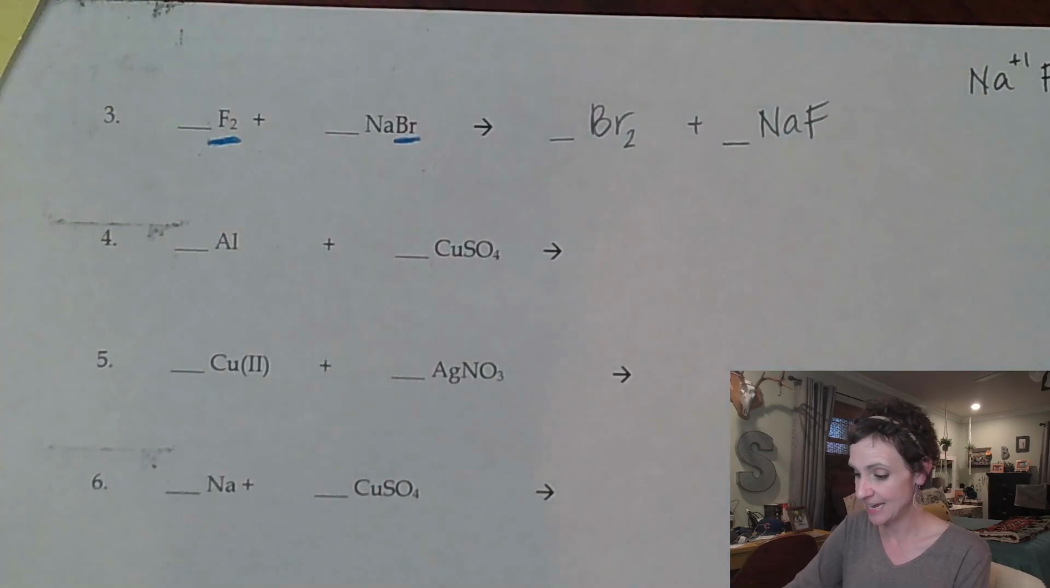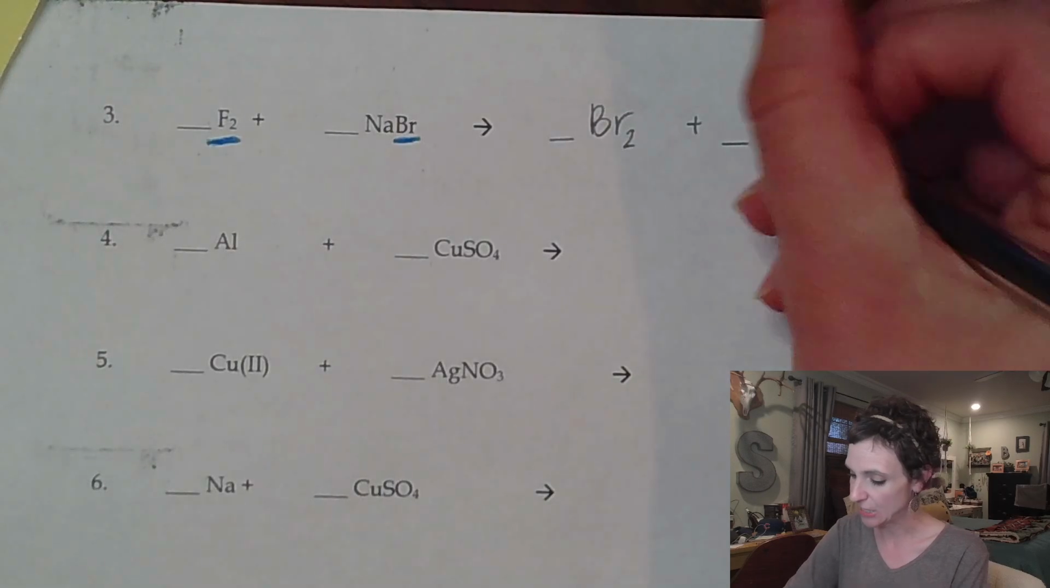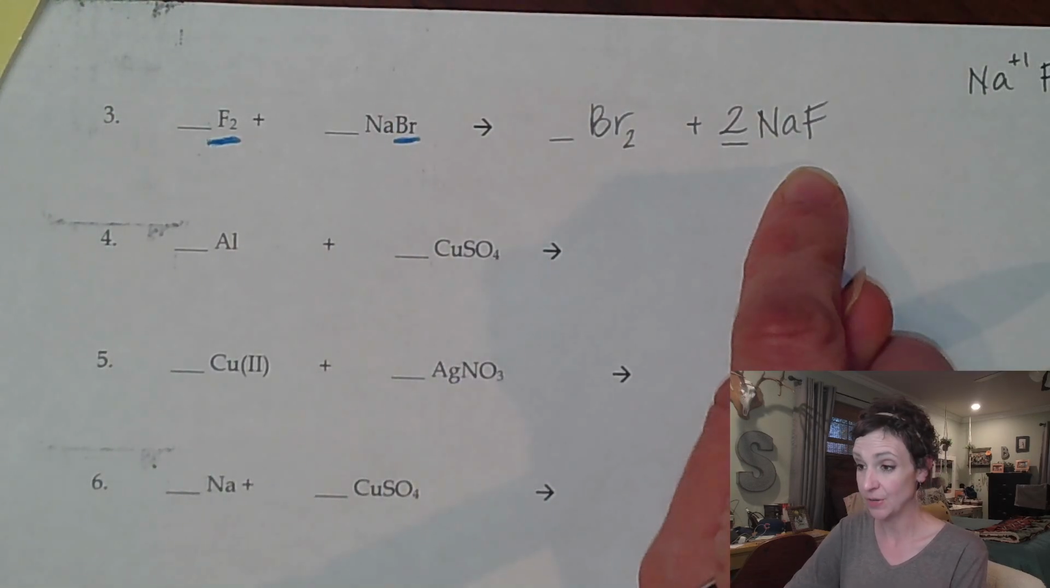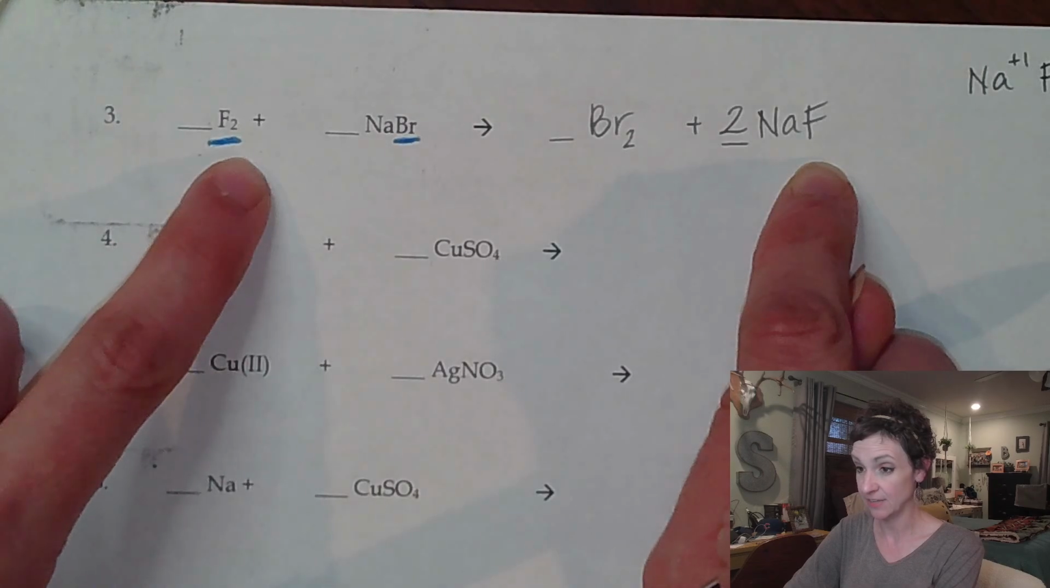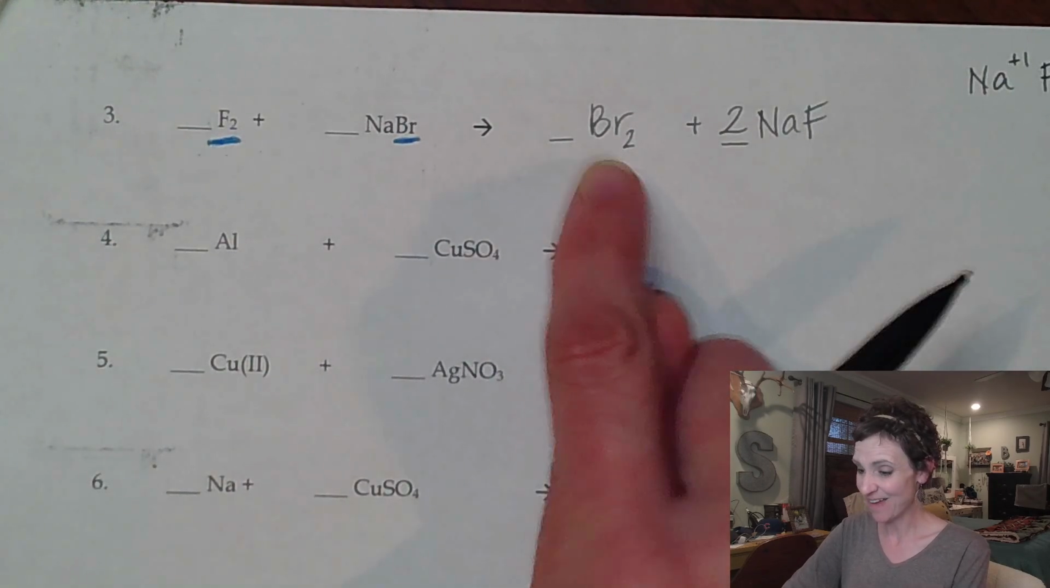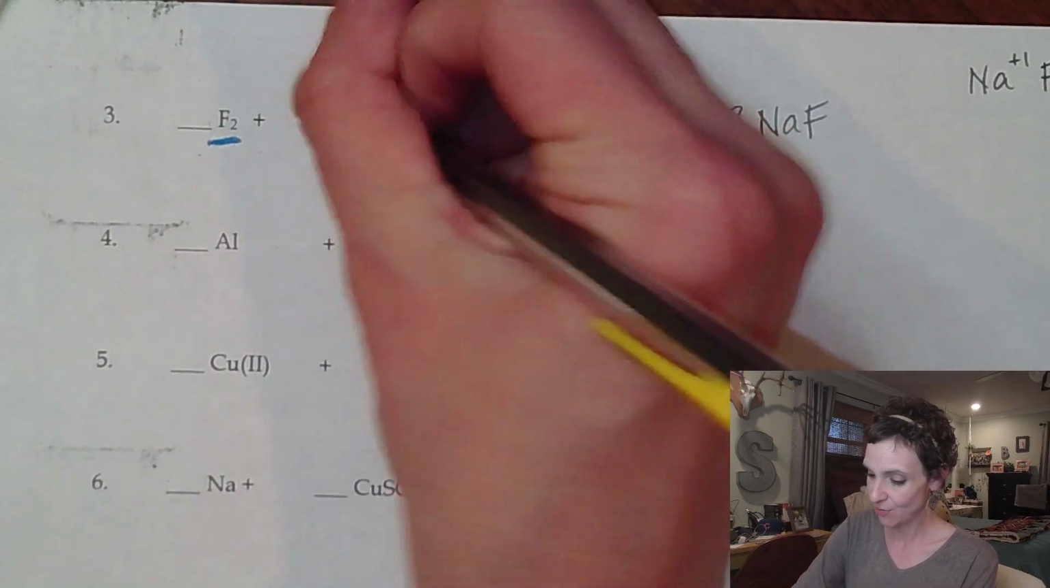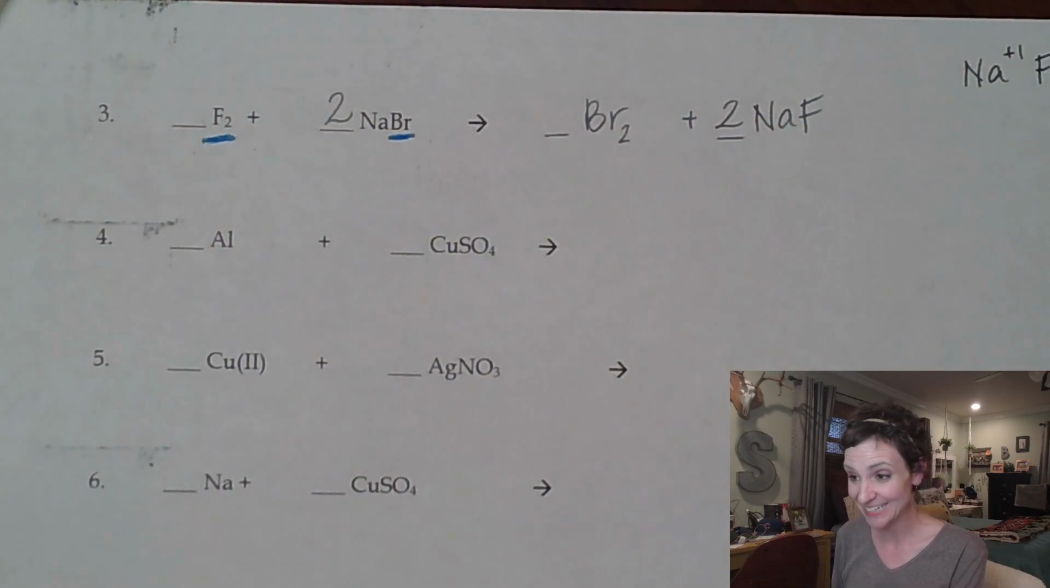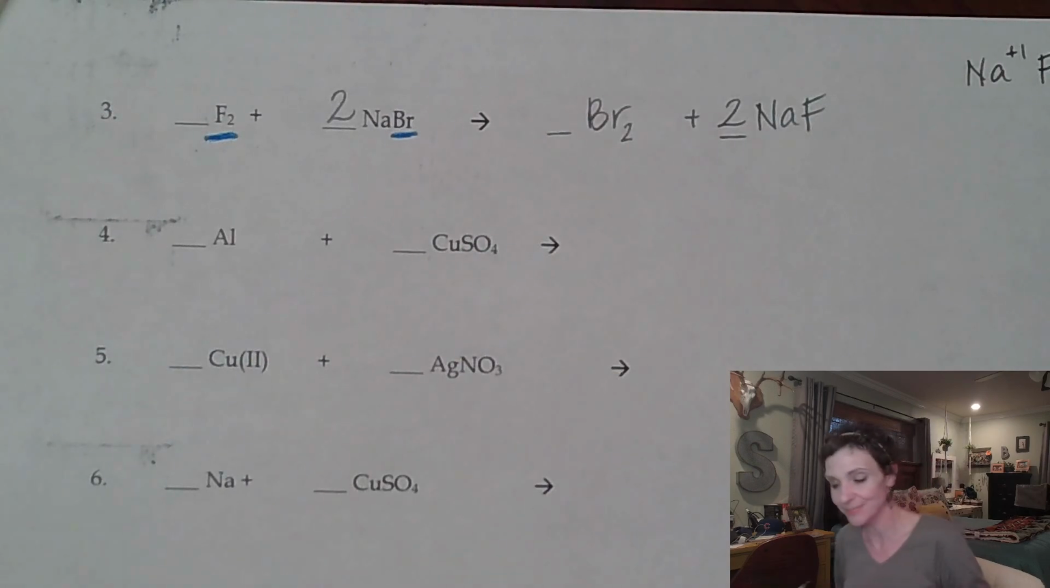Balance at the end, I need a 2 in front of sodium fluoride to give me the 2 fluorines that I see on the reactant side, which means now I also need a 2 over here in front of sodium bromide to match my bromines and my sodiums. Looking good here, looking good here.